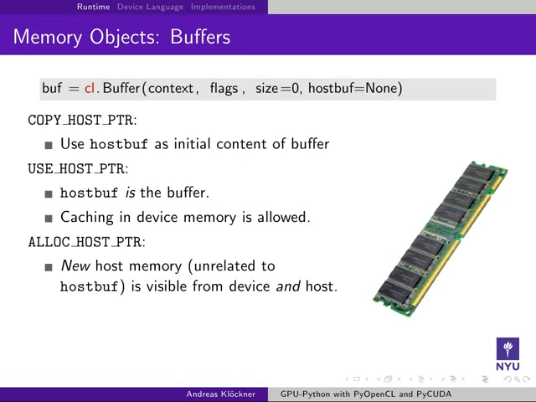More interesting, perhaps, is the last one, alloc host pointer, where the implementation will allocate a pointer that is visible both from the device address space and the host address space. So that you get new host memory that's visible at the same time to the device, so that you can do direct communication over the bus.